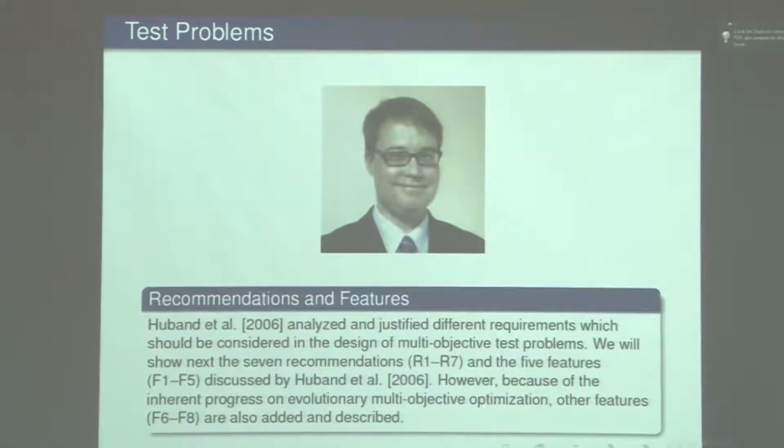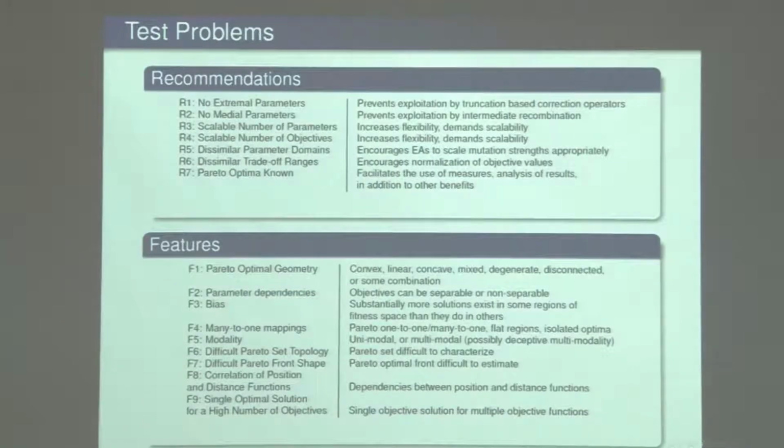There we go. So Huband, for example, analyzed and justified several requirements that should be considered in the design of multi-objective test problems. So we will show that in a table. And the ones that have R are recommendations, and the ones with F are features. And we added a few more. Actually, we have a survey paper on multi-objective test problems that is almost accepted in the Transactions. We hope it gets accepted soon, so it can be published probably next year.